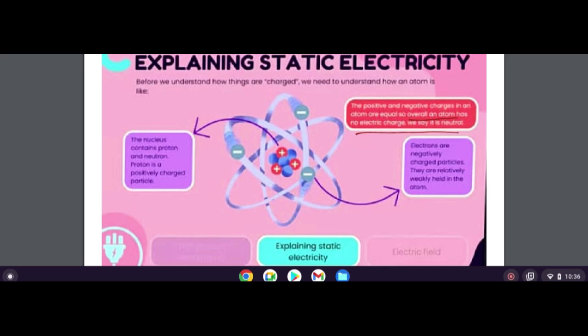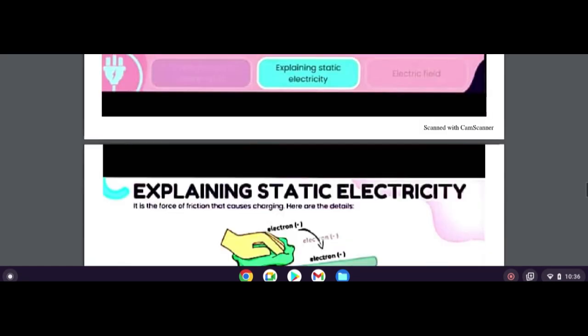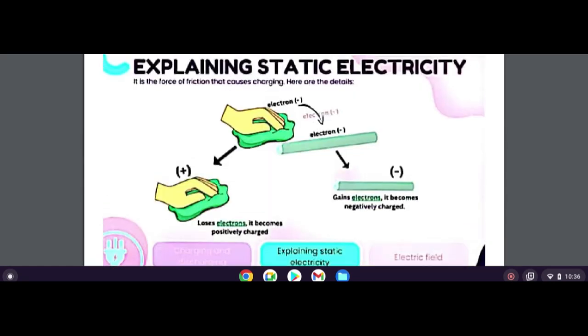Is it? Yes. Okay. So, explaining static electricity after this concept: it is the force of friction that causes charging. The cloth loses electrons and becomes positively charged, while the rod gains electrons and becomes negatively charged. When these two are rubbed together, all the electrons in the cloth will be lost to that rod.